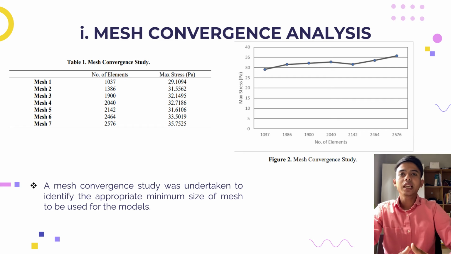Mesh convergence analysis. Initially, in order to construct an accurate model, a mesh convergence study was undertaken to identify the appropriate minimum size of mesh to be used for the models. This procedure could reduce the cost of analysis while also ensuring that processing time is kept to a minimum. One model with 7 different mesh sizes was simulated under a constant compression load. The maximum stress on the silicone rubber was recorded.